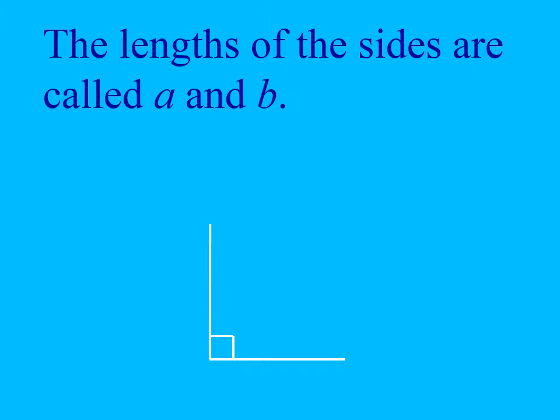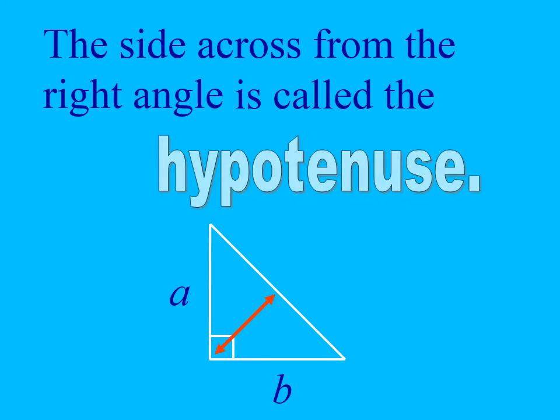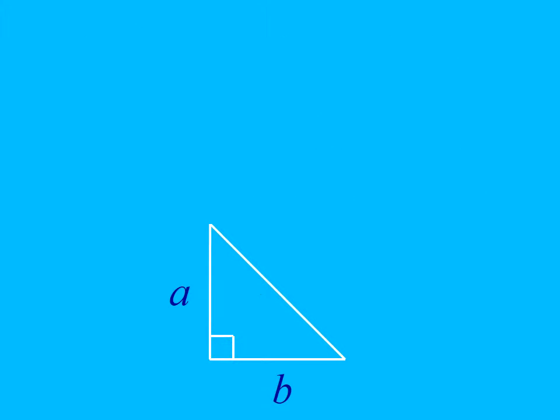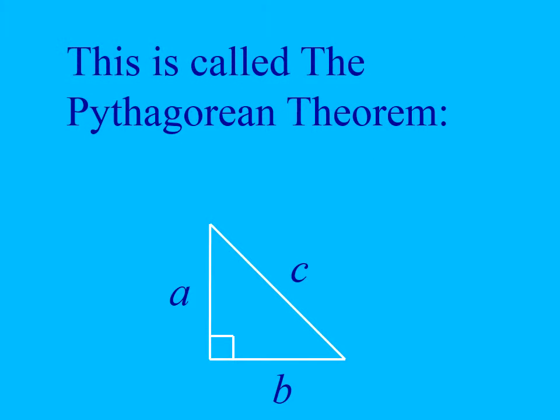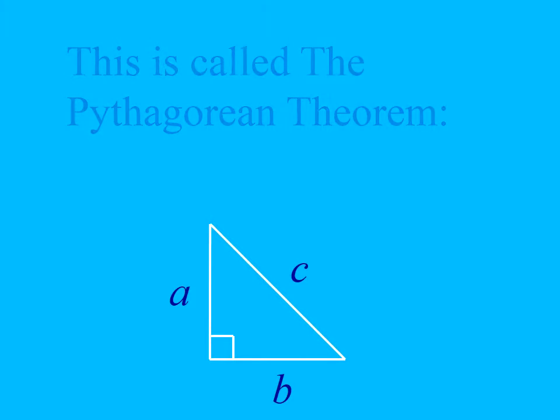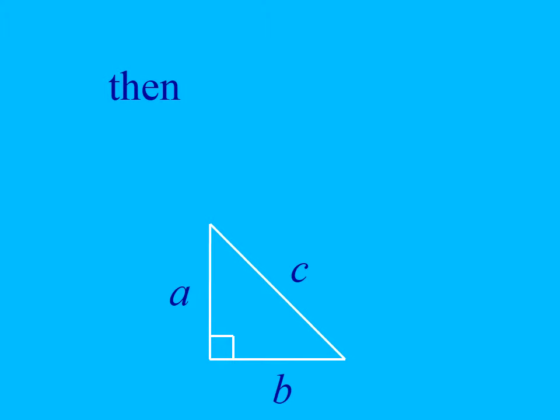The lengths of the sides are called A and B, and the side across from the right angle is called the hypotenuse. And the length of the hypotenuse is usually labeled C. This is called the Pythagorean theorem. The Pythagorean theorem states that given a right triangle with legs A and B and hypotenuse C, then A squared plus B squared is equal to C squared.